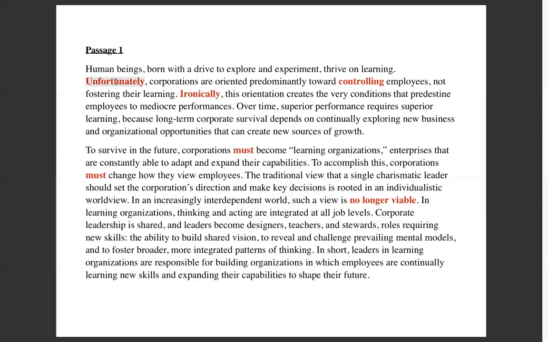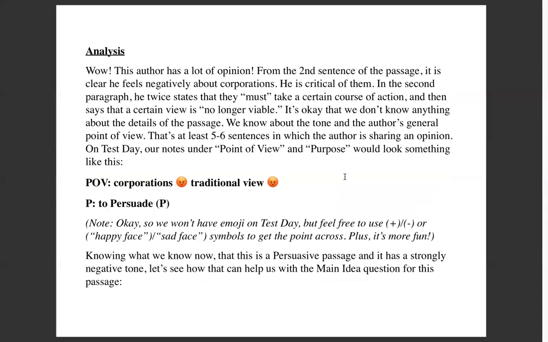And unfortunately is quite clearly negative. Must, you know, must become, must change if we consider the whole verb. That's very strong, quite passionate, and then saying that a view is no longer viable. So if I was sitting here looking at these keywords and trying to figure out, okay, is it I plus, or P, just by counting, there's 5 instances where the author is revealing a strong negative emotion. Therefore, this is a persuasive passage. I'm not going to read this whole analysis out loud to you, but feel free to pause and read it, but it's basically just what we discussed.